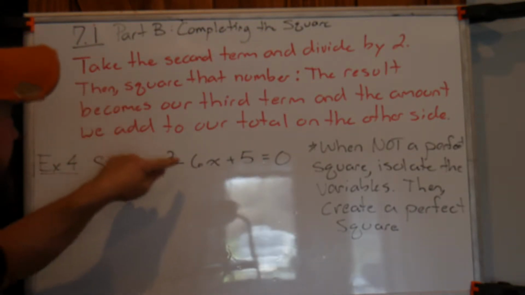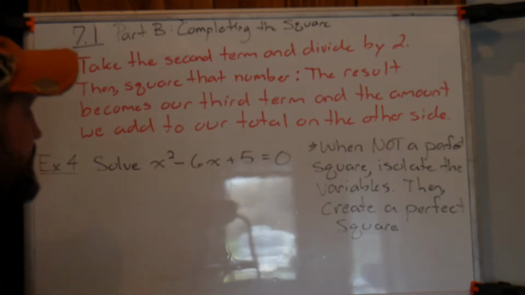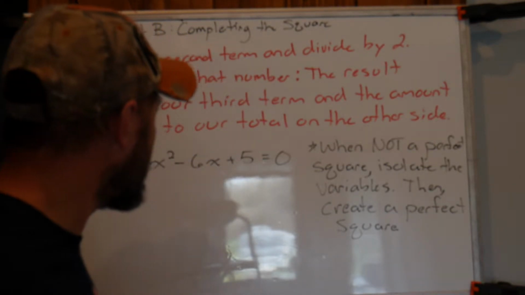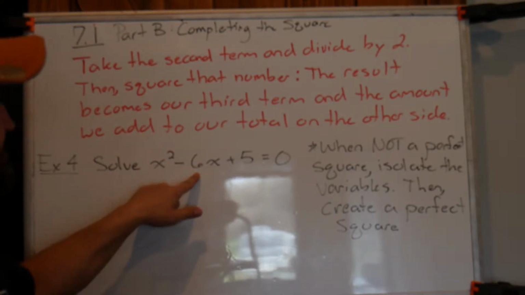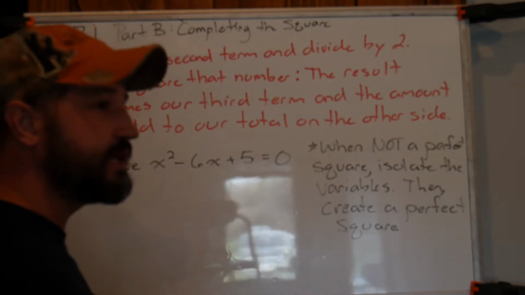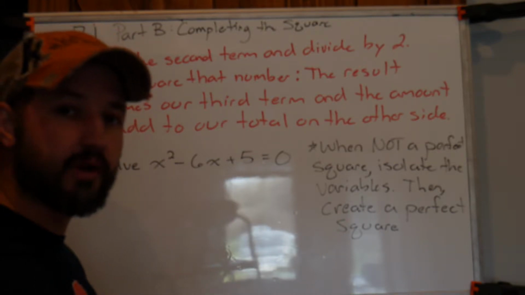We're going to take the second term. This is the key. And we're going to divide it by 2. 6 divided by 2 is 3. That's easy enough. Everybody can do that. We take that 3 and square it and get 9. 9 is our magic number that we're going to use.